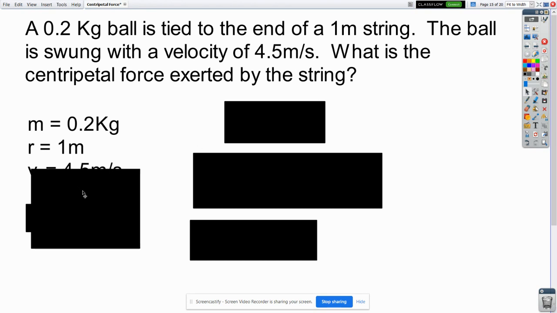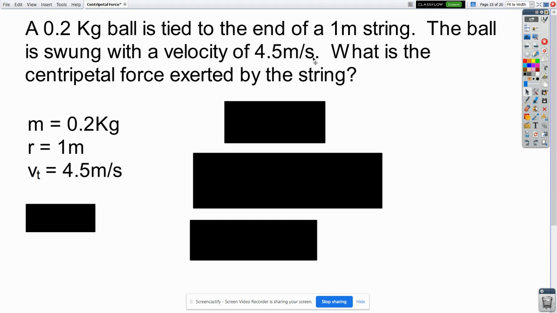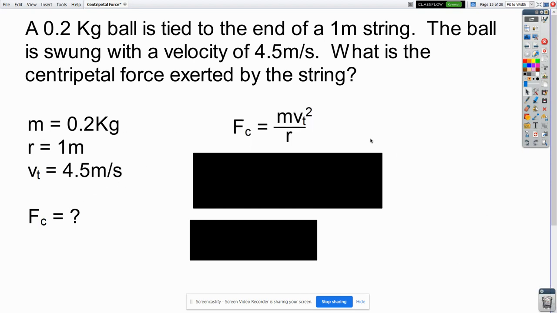Swung with a velocity of 4.5 meters per second, that is tangential. And the reason I know it's tangential is because it's in meters per second. If it would have been an angular velocity, it would have been degrees per second, radians per second, or revolutions per second. Because it's meters per second, I know that is a tangential velocity. I need to know what the centripetal force is. The equation that has these four things in it, the only centripetal force equation that I'll be covering in this video, is this: mass times the tangential velocity squared divided by radius.